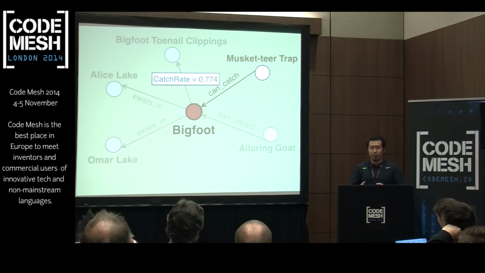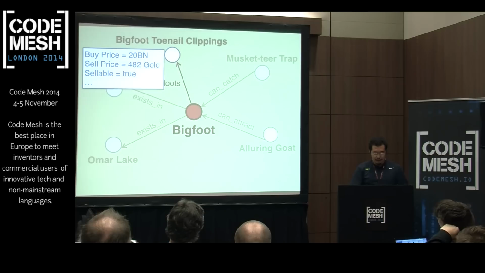And based on that stat, we calculate a percentage catch rate that you have for this monster. So here we can say that the can-catch relationship between Bigfoot and the musketeer trap has a catch rate of 77.4%, expressed as a decimal here. And similarly, every item will have some attributes associated with them, which varies depending on the type of item you're talking about. But usually they will include both the buy and sell price.